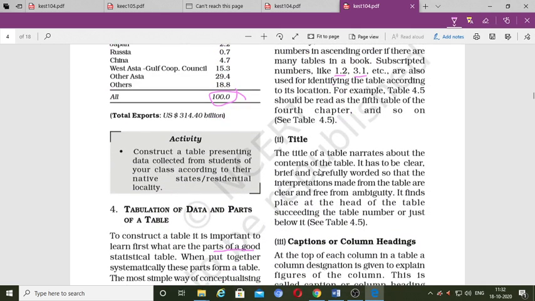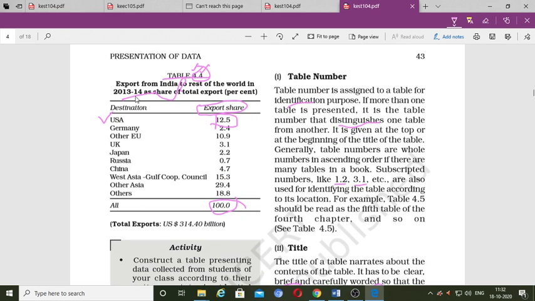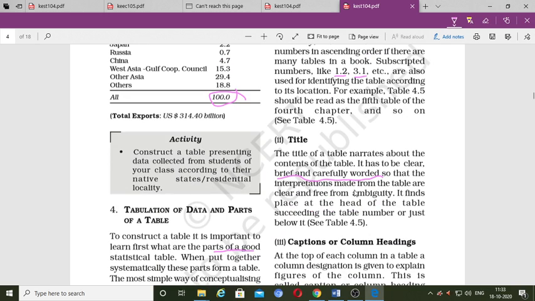Next is the title of the table. It is very important. The title of the table tells about the data you have shown. Okay, it has to be clear, brief and carefully worded. Words should be such that they clearly tell what the table is about. Okay, so that the interpretations made from the table are clear and free from ambiguity.